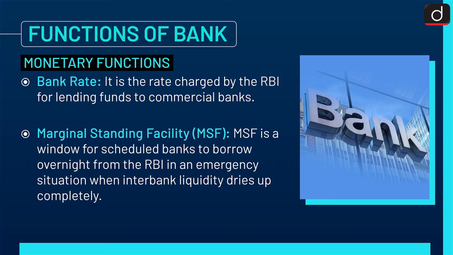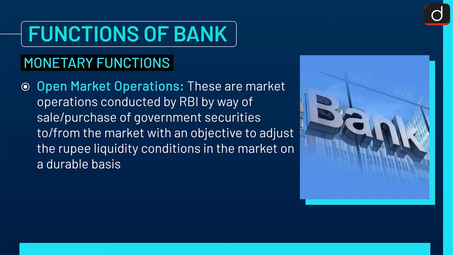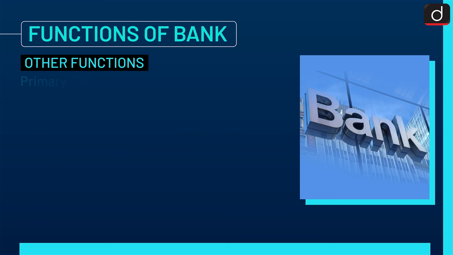Marginal Standing Facility, that is MSF. MSF is a window for scheduled banks to borrow overnight from the RBI in an emergency situation when interbank liquidity dries up completely. And open market operations. These are market operations conducted by the RBI by way of sale or purchase of government securities to or from the market with an objective to adjust the rupee liquidity conditions in the market on a durable basis. Now moving on to some other functions.